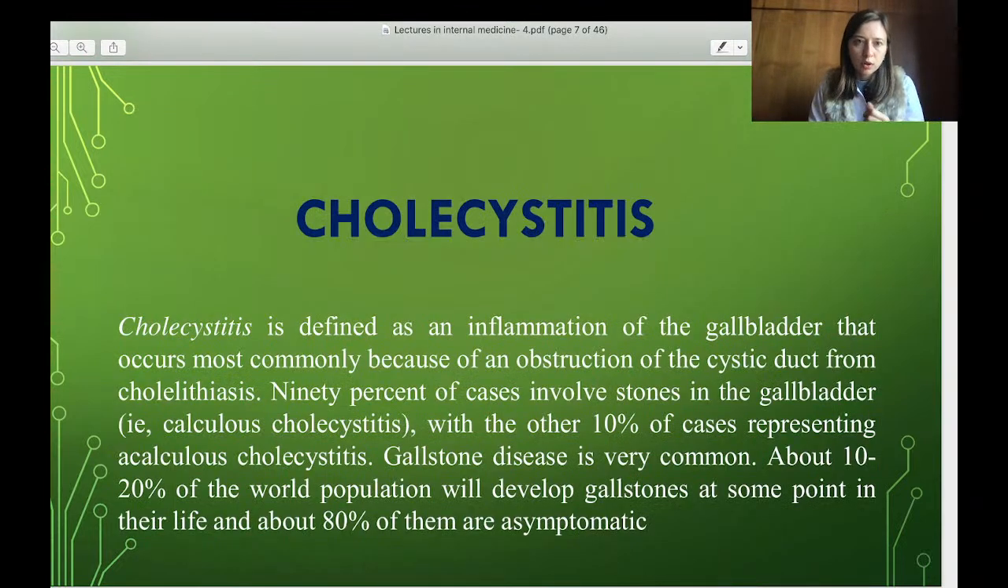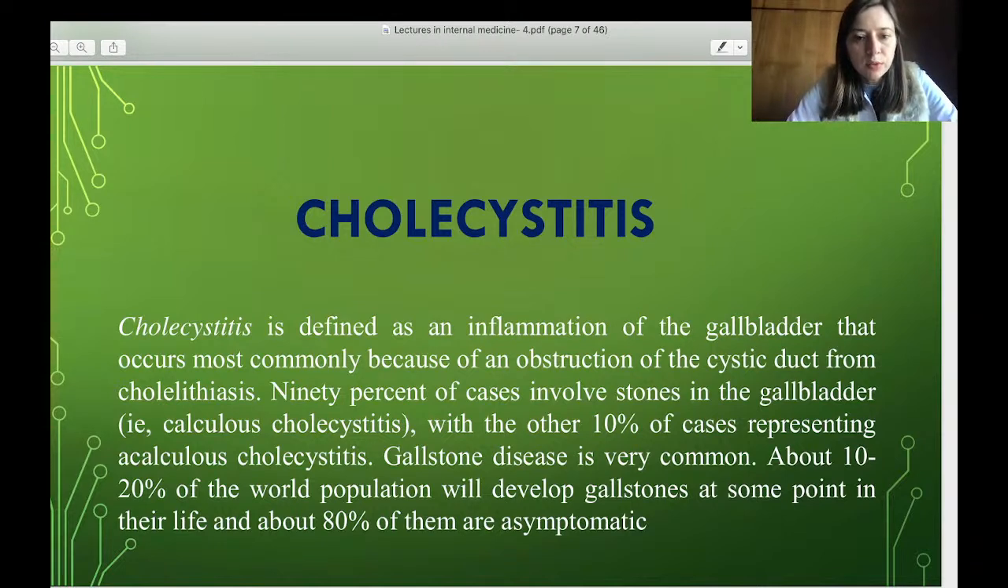And what about cholecystitis? Cholecystitis is defined as an inflammation of the gallbladder that occurs most commonly because of an obstruction of the cystic duct from cholelithiasis. 90% of cases involve stones in the gallbladder, with the other 10% of cases representing acalculous cholecystitis.